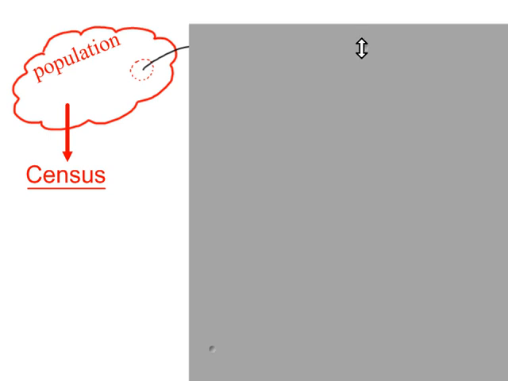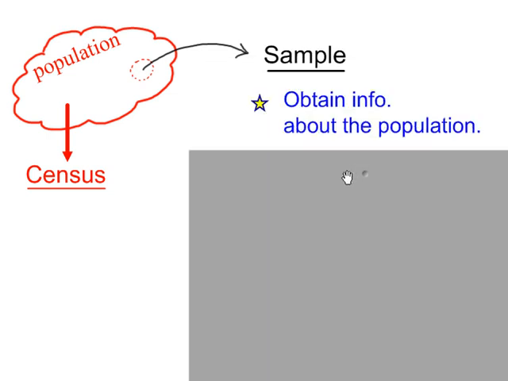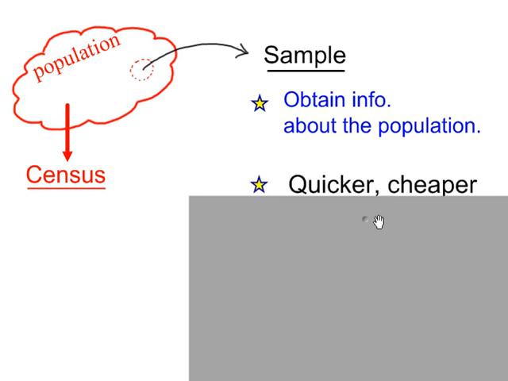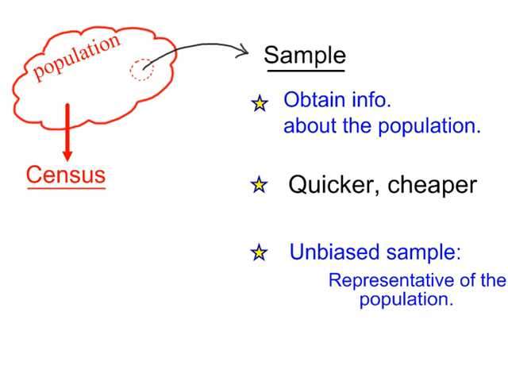As an alternative, and a more sensible approach, we take a sample. And this is to obtain information about the population. Typically it's quicker, it's cheaper. What we're looking for is an unbiased sample, so something that's fair, something that represents the population. The ideal sample would have the same properties of the population. It's just a smaller version of the population.